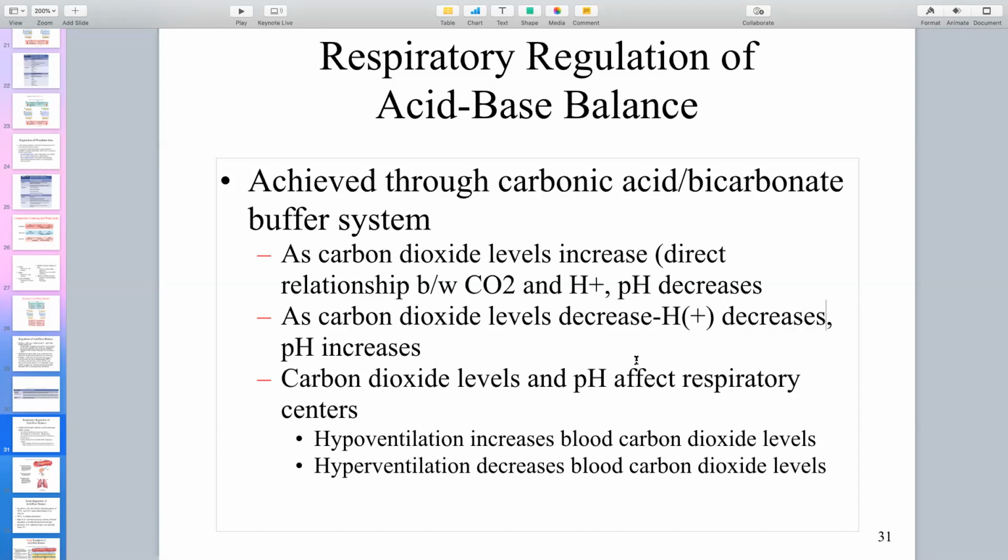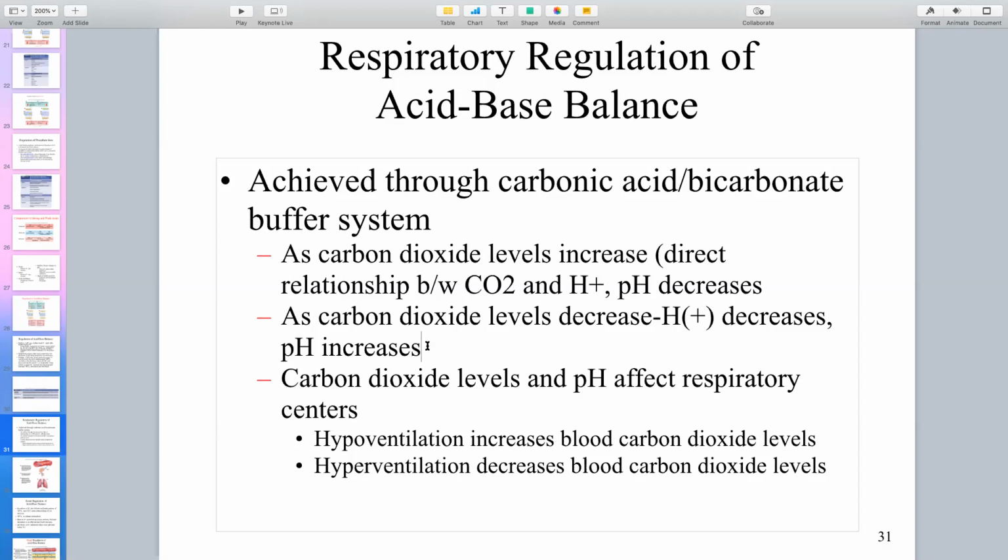Now, how can we adjust the carbon dioxide levels? By hypoventilating or hyperventilating. Hypoventilation increases blood carbon dioxide levels. Why? By hypoventilating, I'm going to increase CO2 in my body because I'm not exhaling it out. If I increase CO2, I'm going to increase the hydrogen, which will then cause a drop in pH, right? The opposite is true with hyperventilation.